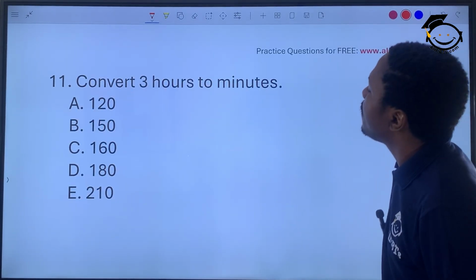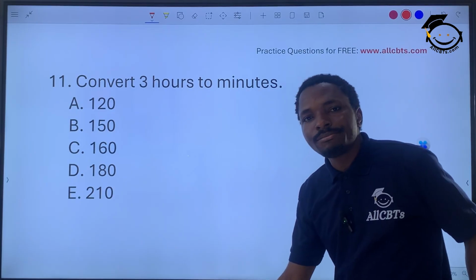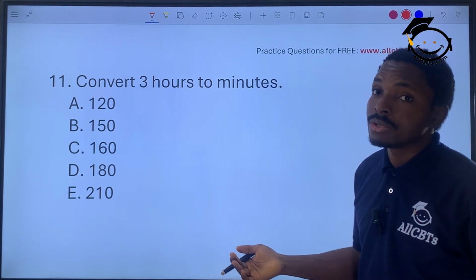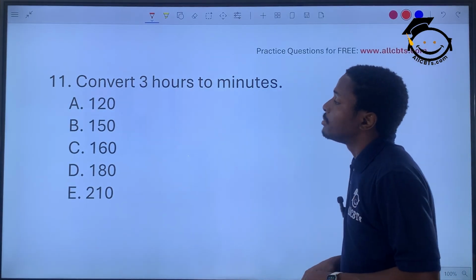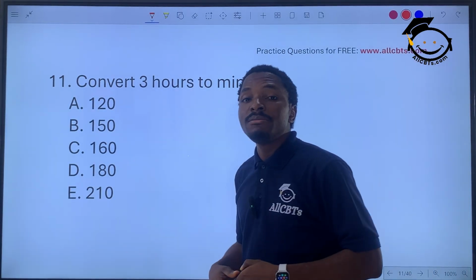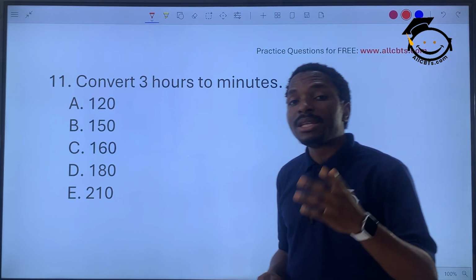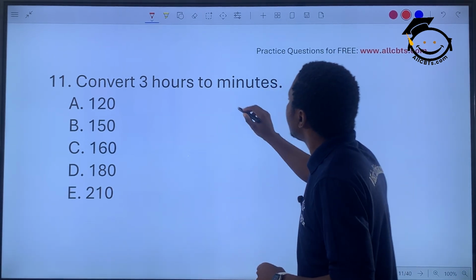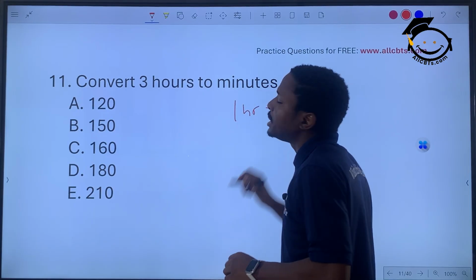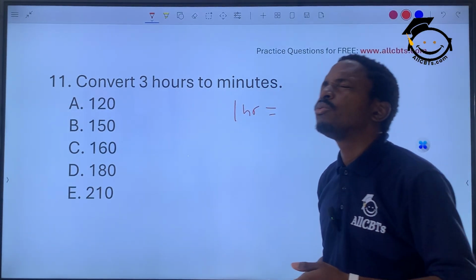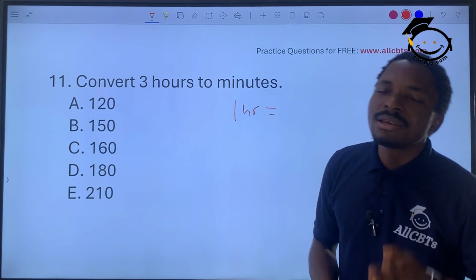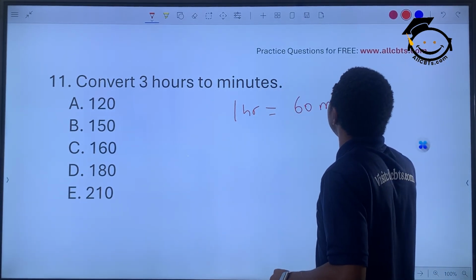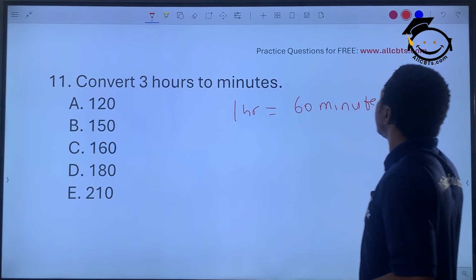Question 11. Convert 3 hours to minutes. How many minutes is in 3 hours? That's the question in simple terms. Now, first of all, to know how many minutes is in 3 hours, you have to know how many minutes is in 1 hour. So 1 hour has how many minutes? 60 seconds make 1 minute. 60 minutes make 1 hour. So 1 hour has 60 minutes.